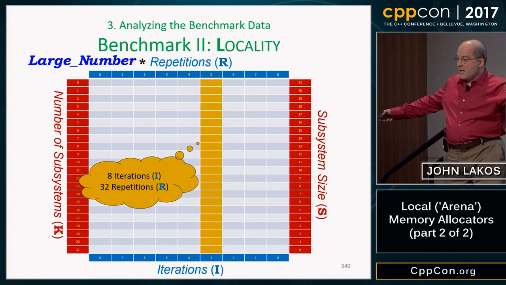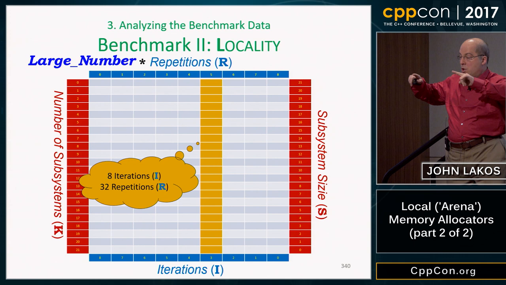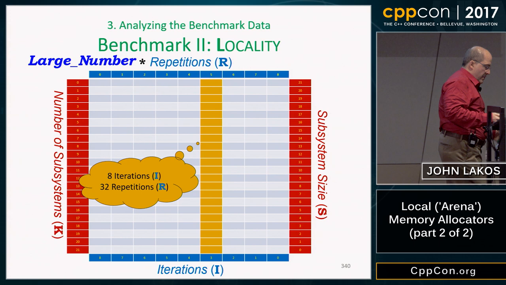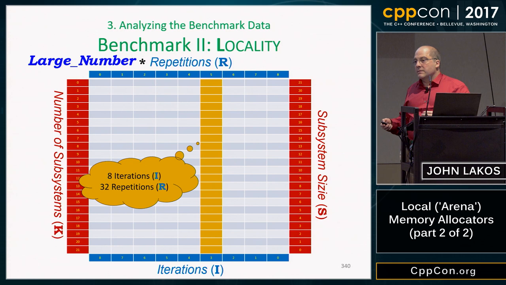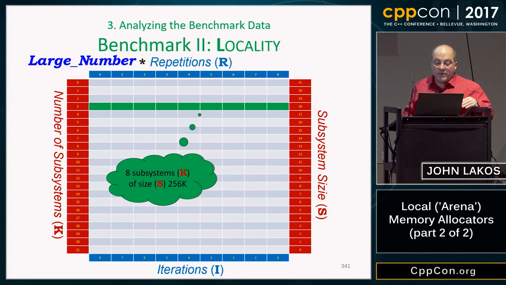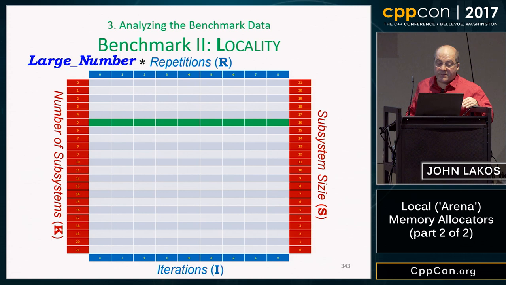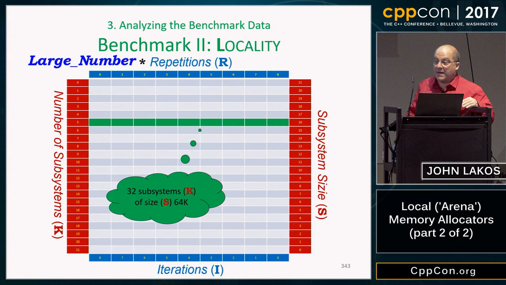Okay. M is the number of elements. The elements are integer size, but we're talking about the node of the thing, and it's a linked list node because I'm using an STD linked list. So the linked list, what is it? It's got two pointers and it's got an int. So if this is an 8-byte architecture, it's 24 bytes. Right? Okay. Now the other way we have, this is 8 subsystems, each of size 256K. This one is 16 subsystems of size 128K. And this one is 32 subsystems of size 64K. So you understand what the domain is.